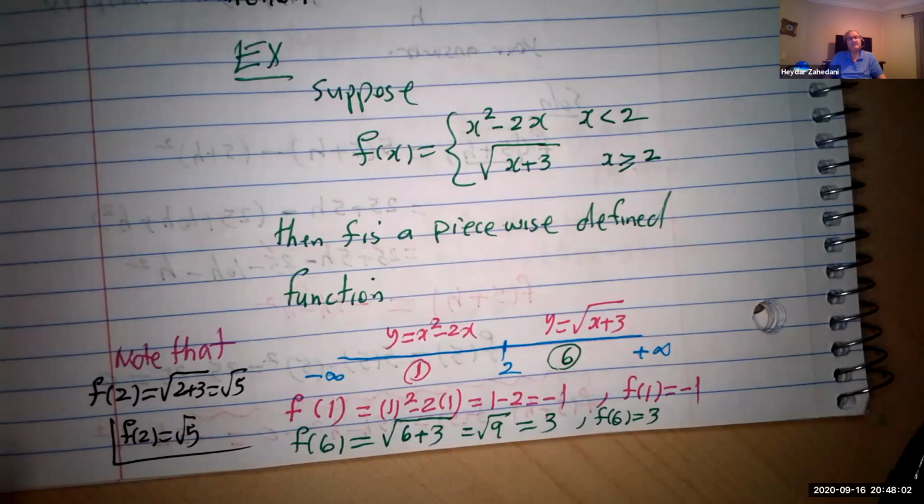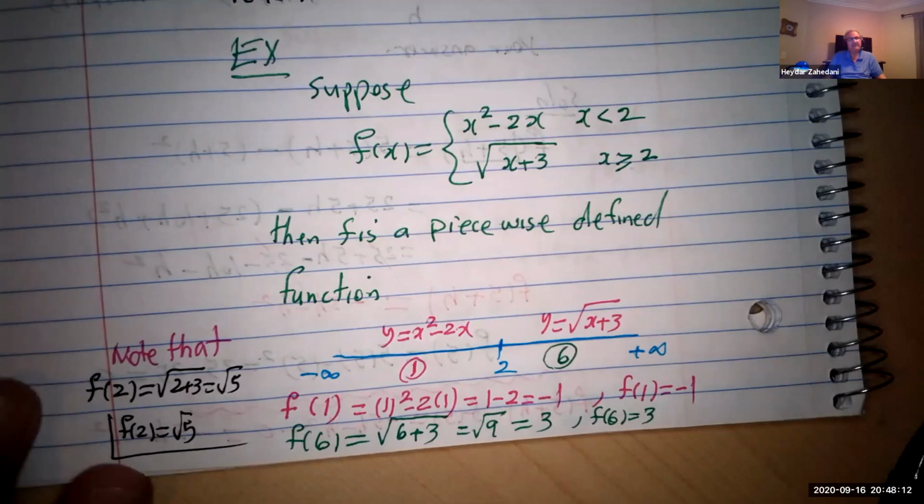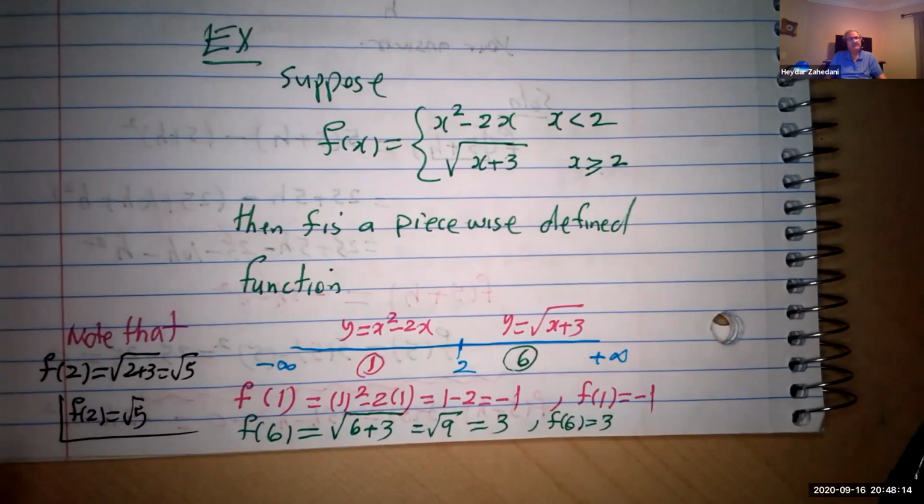It's the one that we use in science quite a lot. Can you give us an example of a piecewise defined function in everyday life? That we have to use different formulas for different occasions. Any suggestion?